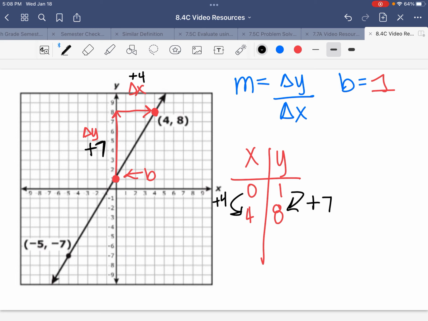So my change in y at each time was an increase of 7, as my x increased by 4. So I can leave my slope as the fraction of 7/4, or I can convert it to a decimal of 1.75. So this gives me my slope and then my y-intercept given the graph. So we're going to look at one more.